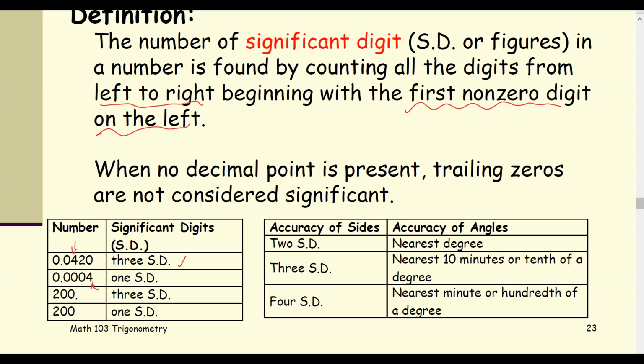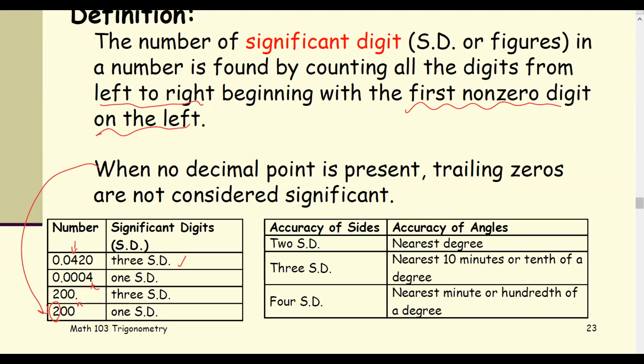The third number is 200, and with the decimal point, counting from the first non-zero digit all the way to the decimal point, there are 3 significant digits. The last number is also 200, but no decimal point is present. In that case, trailing zeros are not considered significant digits. Therefore, only the number 2 is counted as a significant digit, so there is only one significant digit for the last number.